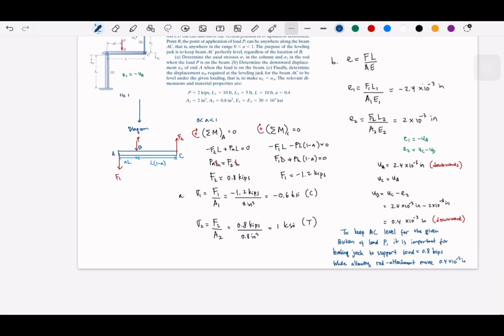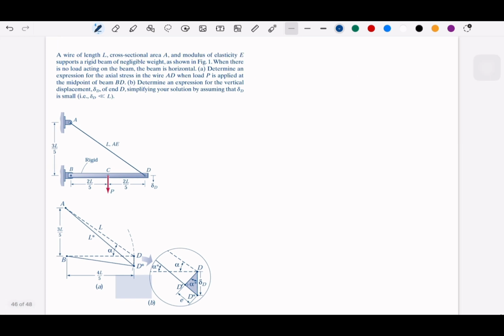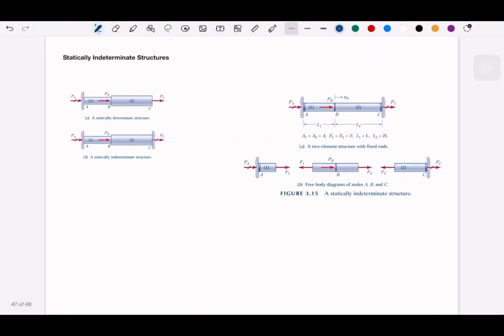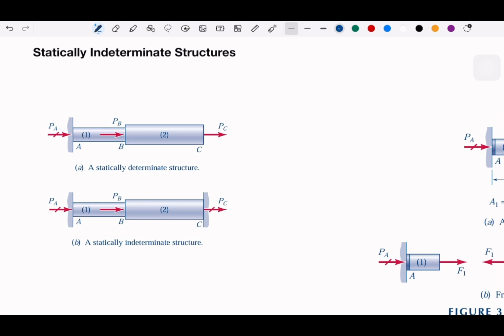Okay, just a quick glance at what's next. There is one example, but I will skip it for now. We'll return later. So I will go directly to these statically indeterminate structures to show you what our expectations are.